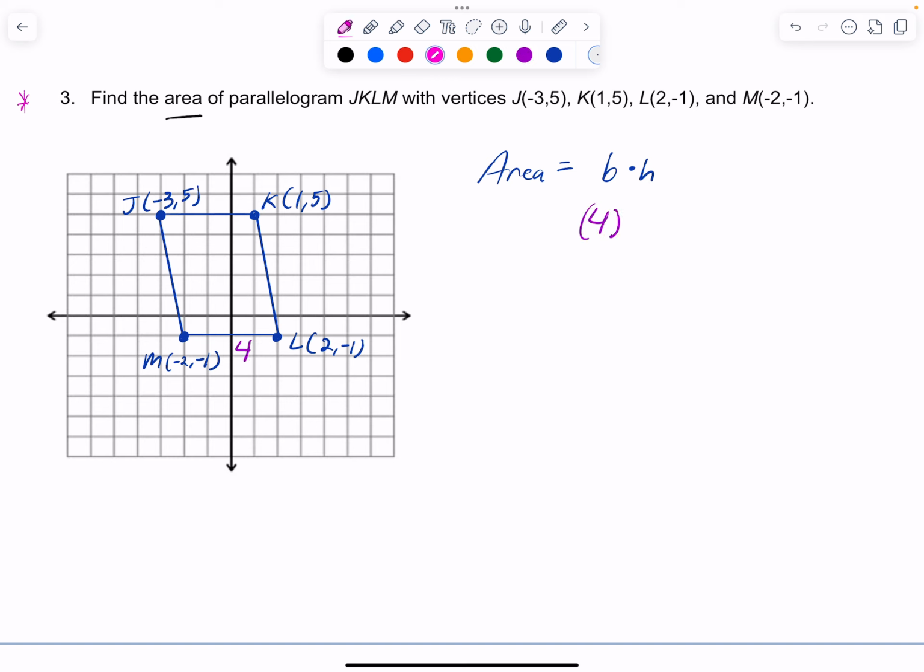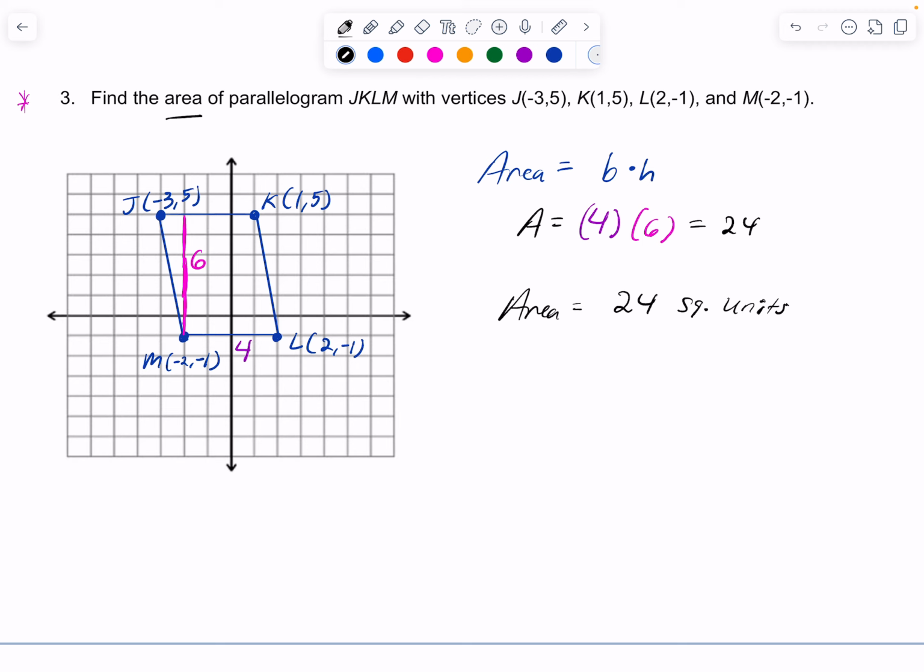And then for my height, I'm going to choose point M, but you could use point K, right? You're just counting the distance from this base to the other side of the parallelogram across from it. So I'm going to count from M till I hit segment JK, which is 1, 2, 3, 4, 5, 6, right? So this right here, I'm going to use as the height. All right, so my area is going to end up being 4 times 6, which is 24. So the area is equal to 24 square units.